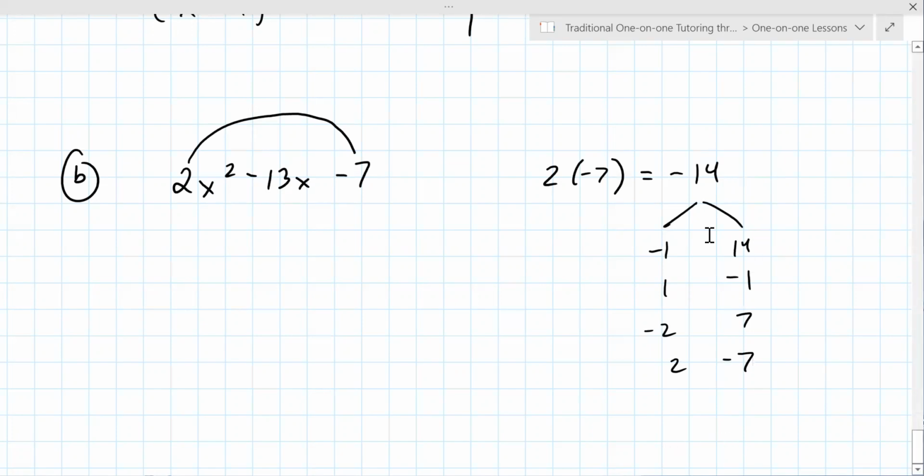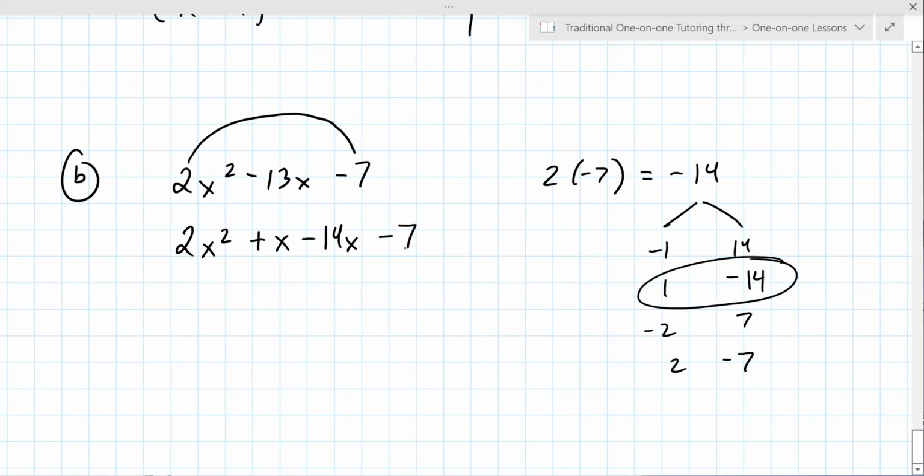Do any of these add up to minus 13? Yes. Which one? Minus 1 and 14. Sorry, it's the second one there. I didn't write a number. So that becomes 2x squared plus x minus 14x minus 7. So you use these numbers right here. See how that's 1x minus 14x minus 7.